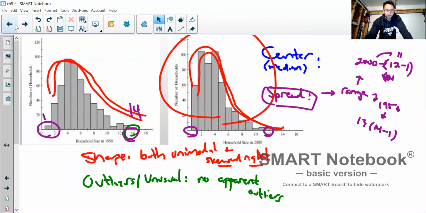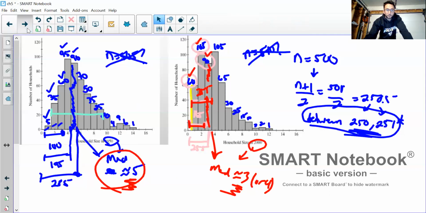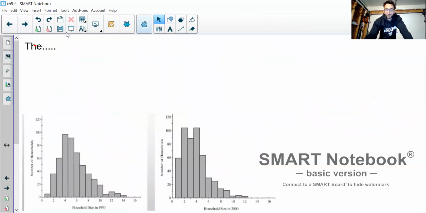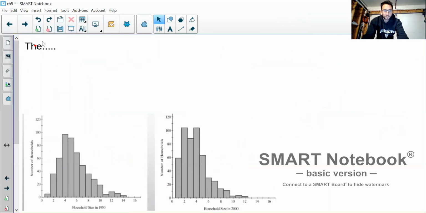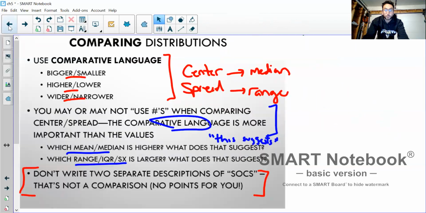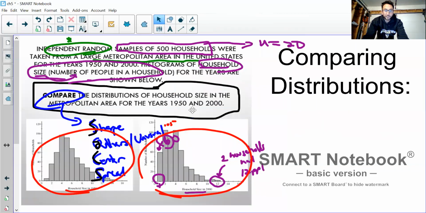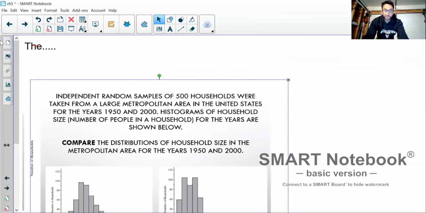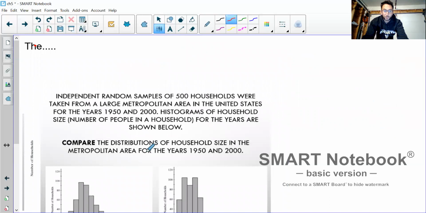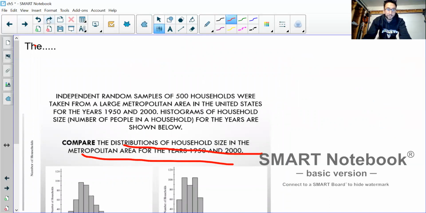Let me take a peek here. What do I do for red, green, blue, purple? Got a color code, man. Got to keep my colors consistent. One thing I want to do also, did I do it? No. One great strategy for context is to always reword the context in the question. So I'm just going to literally reword the question. We want to compare the distributions of household size in the metropolitan area for the years 1950 and 2000.